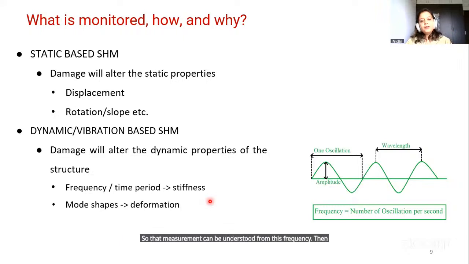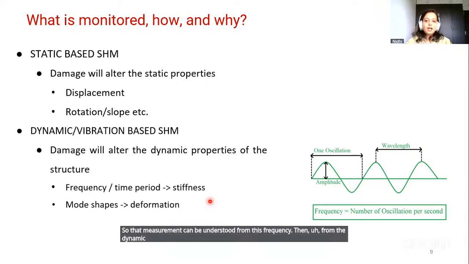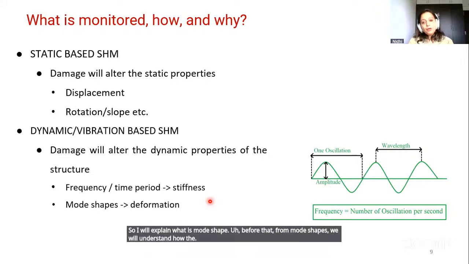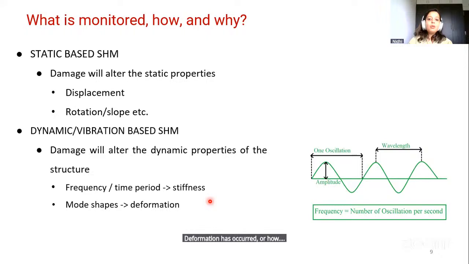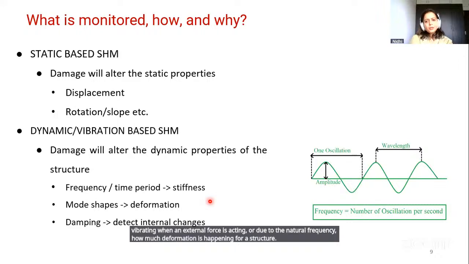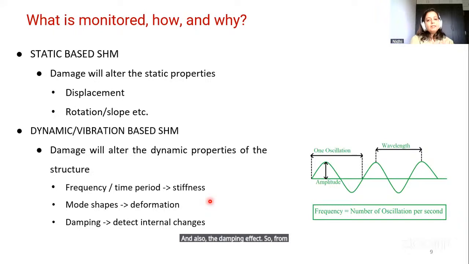Then from the dynamic analysis, we can get the mode shapes of the structure. I will explain what a mode shape is. Before that, from mode shapes, we will understand how the deformation has occurred, or how the structure is vibrating when an external force is acting, or due to the natural frequency, how much deformation is happening for a structure. And also the damping effect. From the damping, we can detect the internal changes which have occurred in the structure.